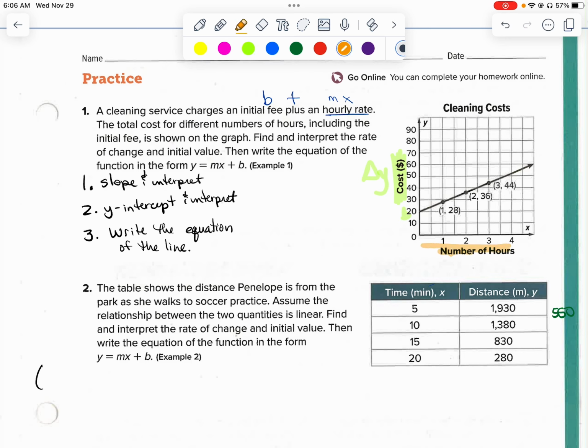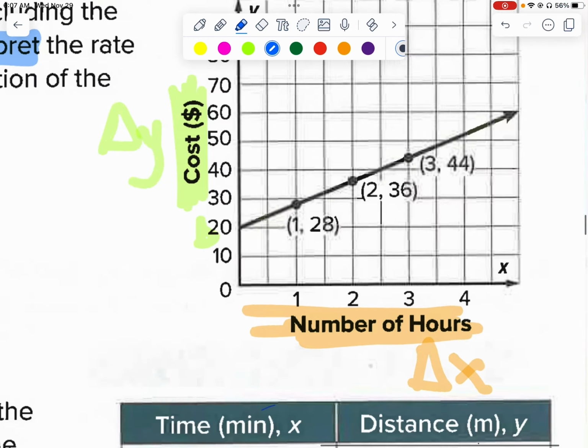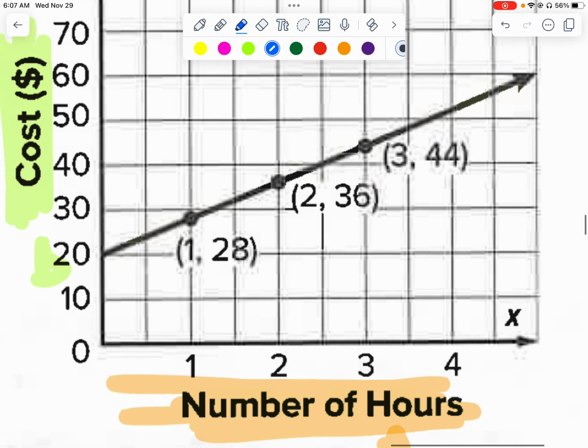Okay, so let's look at this. It says find and interpret. It doesn't say just find m and b. You have to actually interpret the rate of change and the initial value, and then write the equation of the line. So I've written the steps over here for us. First things first, we're going to find the equation of the line.